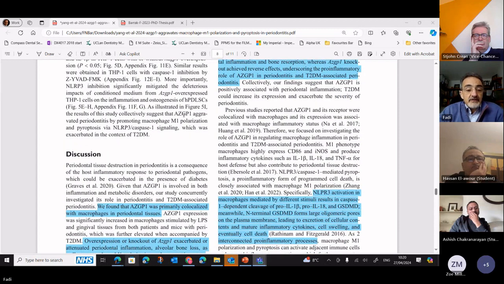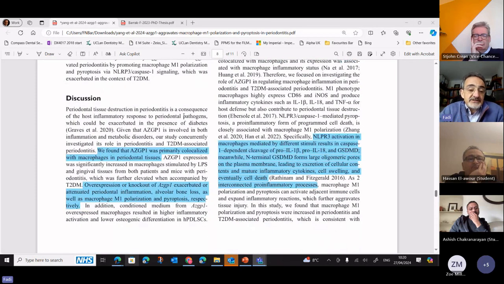Okay, so the point of this, their conclusions are as such. They found that the glycoprotein was primarily co-localized with macrophages in periodontal tissues. Its overexpression or its knockouts had the respective effect on periodontal inflammation, bone loss, as well as M1 polarization and pyroptosis. Pyroptosis, basically, as we said, is an inflammatory type of cell death, which releases a lot of material into the tissues that causes more inflammation, so it is pro-inflammatory as a result of that.